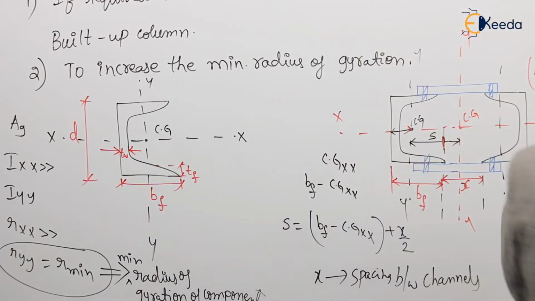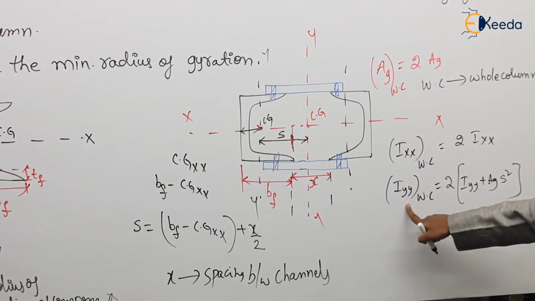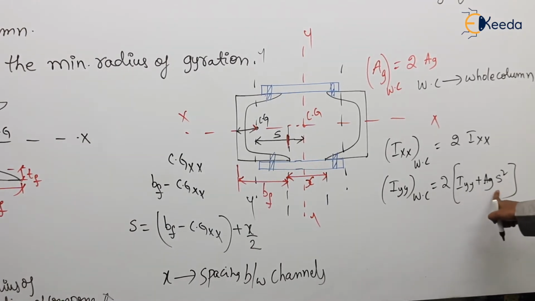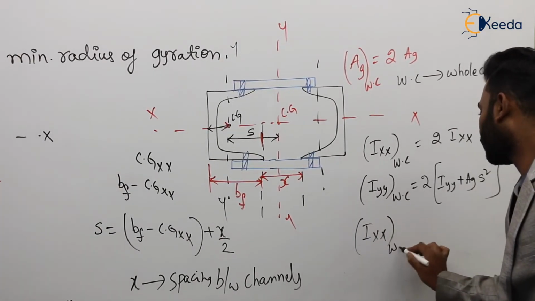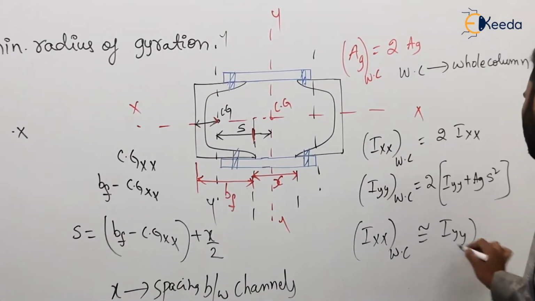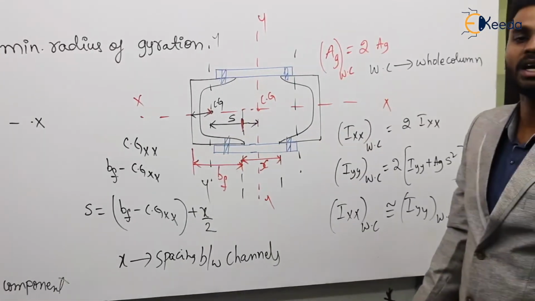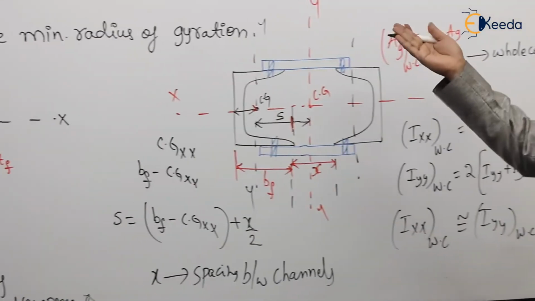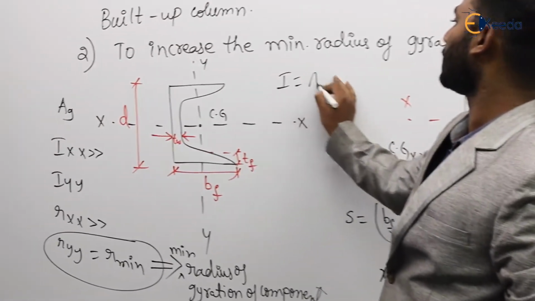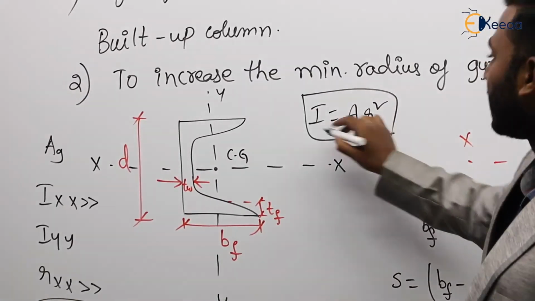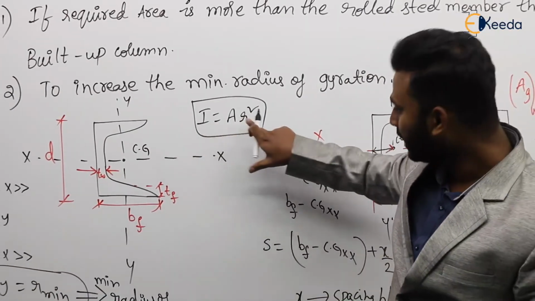Agree or not? So by providing a spacing, we increase the minimum moment of inertia of the whole column, agree or not? So we are going to provide this spacing X such that Ixx of the whole column is approximately equal to Iyy of the whole column. In this way we increase the minimum radius of gyration. We know the radius of gyration is defined in terms of moment of inertia: moment of inertia I is equal to area into radius of gyration squared. So if we increase area, then r will also increase. If we increase moment of inertia, then r will also increase.